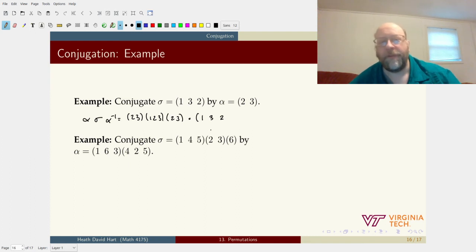So let's see what happens to 2. This permutation changes a 2 to a 3. This changes a 3 back to a 1. And then this one doesn't do anything with a 1. So we're definitely closed in here. All right.